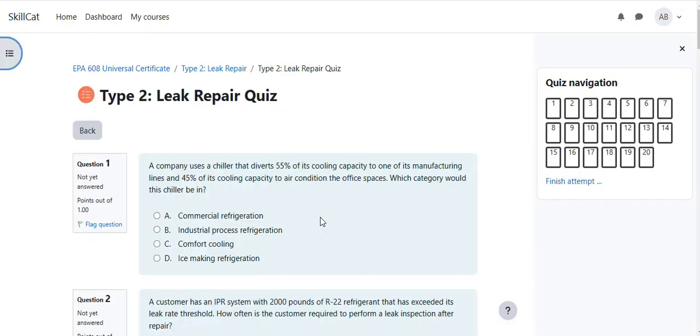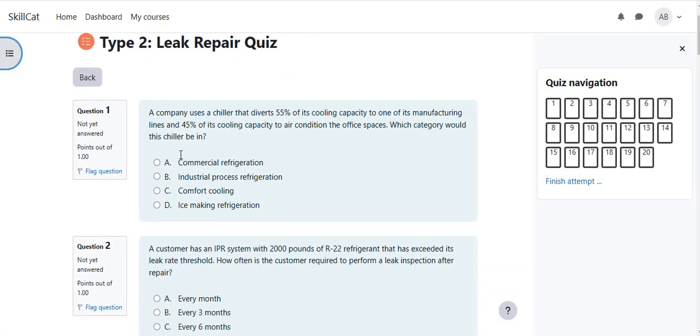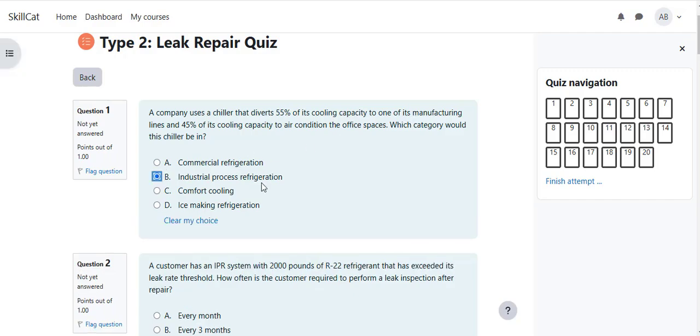Okay, and we have 20 questions. A company uses chillers that divert 55% of its cooling capacity to one of its manufacturing lines and 45% of its cooling capacity to air condition the office space. Which category would the chiller be in? This manufacturing, see, it will be industrial because it's more than 50.